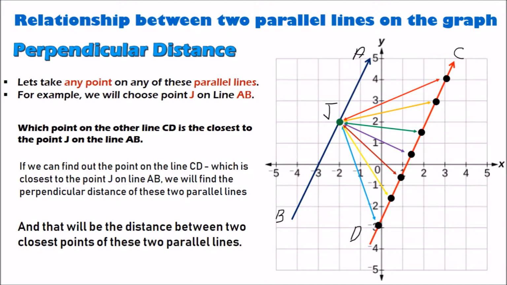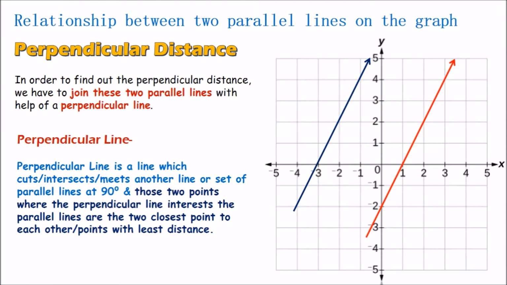So if we could find out the point which is closest to point J on line AB, we will find out the closest point of these two parallel lines. Means which two points on these two parallel lines are closest to each other. That's what we are actually looking to find out. So, what is perpendicular distance one more time? And how do we find out the perpendicular distance of these two parallel lines?